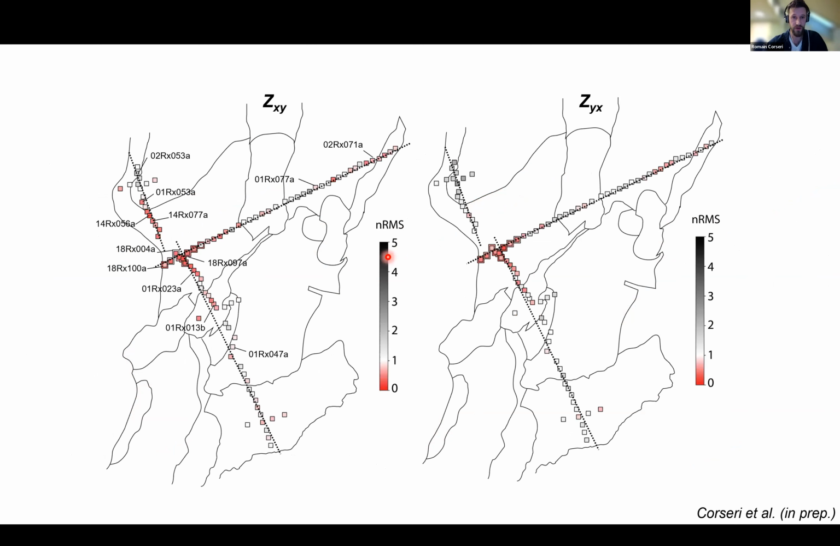What you can see here is the normalized RMS misfit values per receiver and per component. This is just to show you that the inversion has been working quite well at minimizing the misfit and reaching quite low values, especially in the basins. So the inversion has been performing well here.